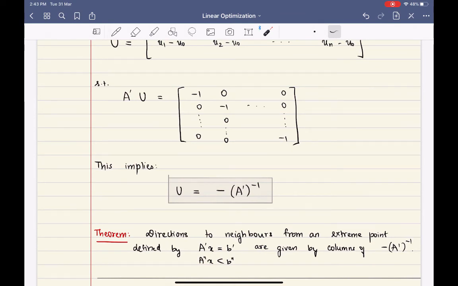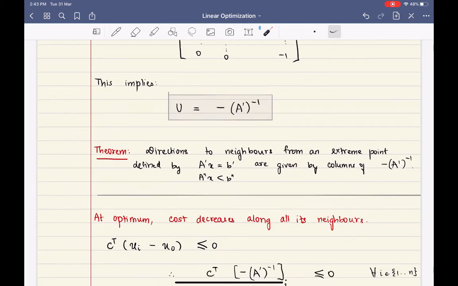Now recall our ultimate goal is to show that at optimum cost decreases along each of these directions, and hence from that we should be able to show that the cost is a non-negative linear combination of the outward normals. Okay, this was our final goal. For the moment we have just characterized the directions from an extreme point.